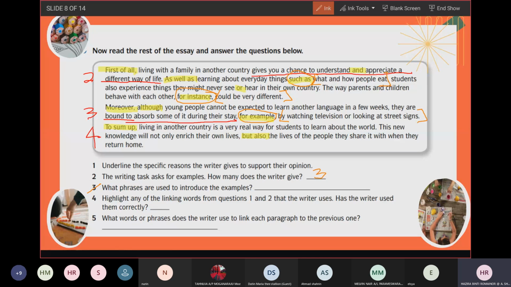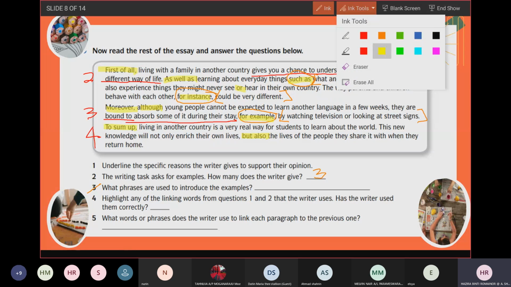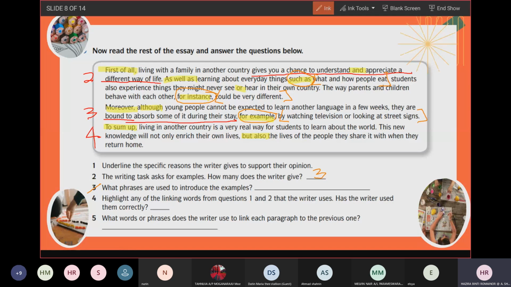Okay, so what words or phrases does the writer use to link each paragraph to the previous one? Okay, if you notice, dia sambungkan antara perenggan ke perenggan, mesti dia akan mulakan dengan what we call linking words macam first of all, moreover, to sum up. Dia tak akan mula terus buat ayat seperti biasa. You should provide your linking words when you want to start your new paragraph.